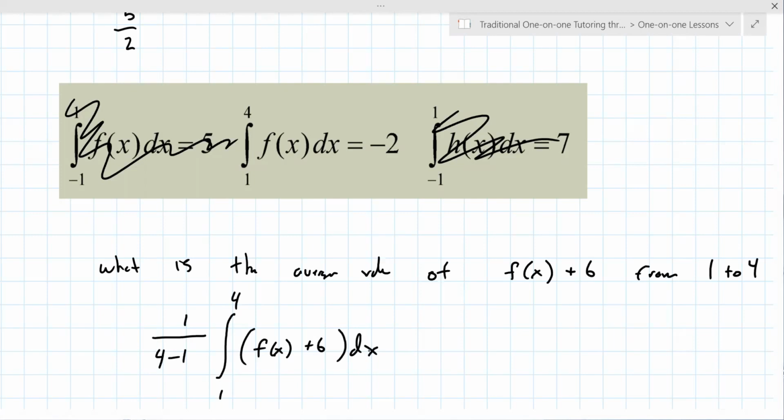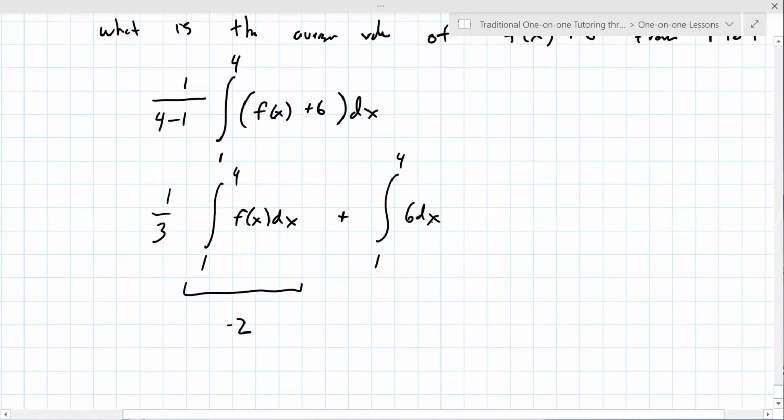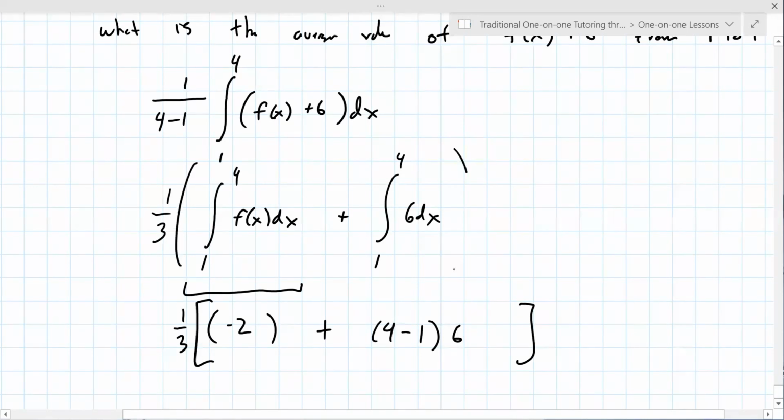So then do you do -2 plus 6 in that box? Well, you have to break this apart, right? It's the integral 1 to 4 of f of x dx plus the integral 1 to 4 of 6 dx. So the first part is -2, and then for the 6 you need to do the box, so it's 1, 2, 3, 4, 5, 6. And this 1/3 goes on the outside of everything, so you might want to wait till the end to do it.